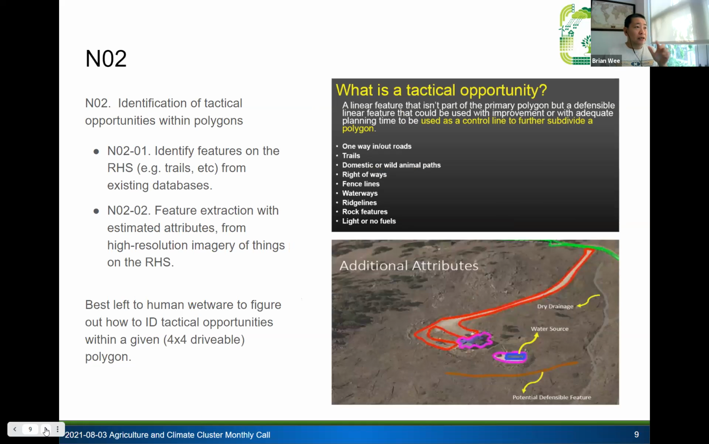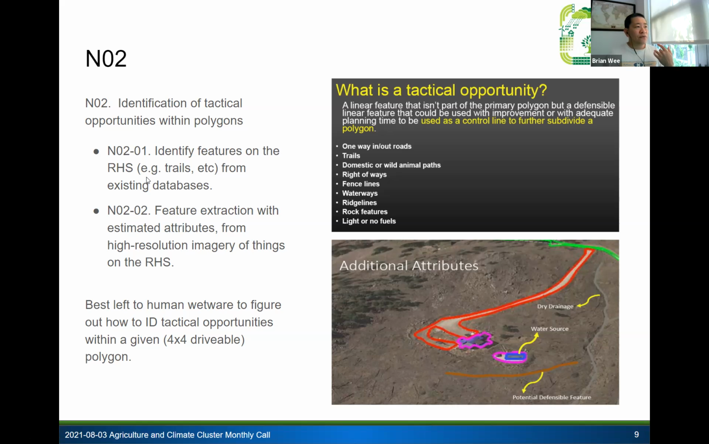The second need is identification of tactical opportunities within polygons. Thinking through Dave Zader's needs, for example, given that you have identified a polygon where you can drive your vehicles around, there are certain things within a polygon, for example, water features, bare rock, and other trails that can be used to create a fire break. So these are the technical opportunities that Dave Zader often talks about.